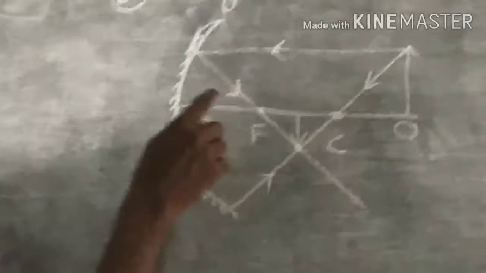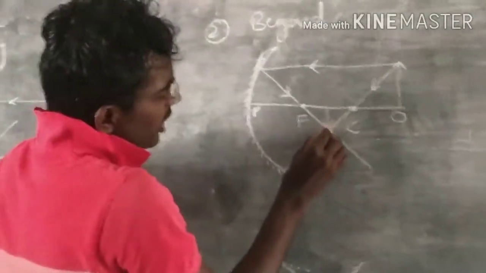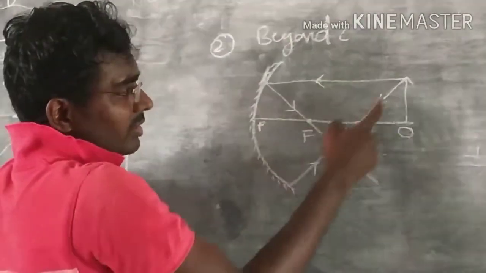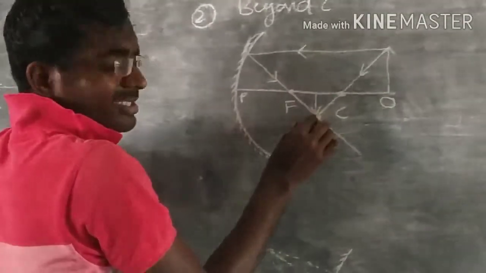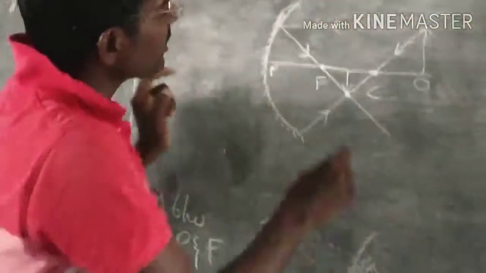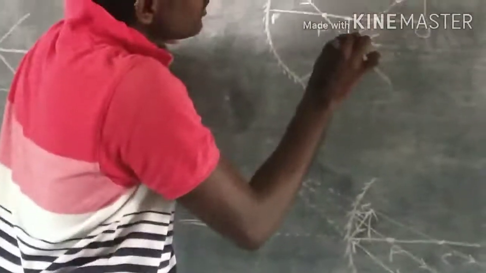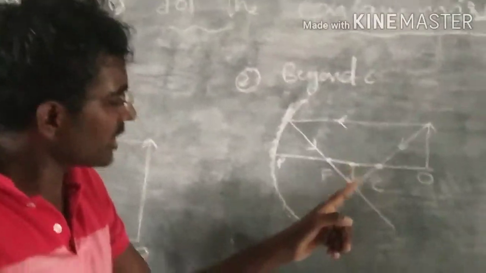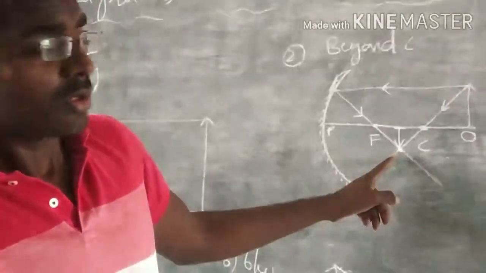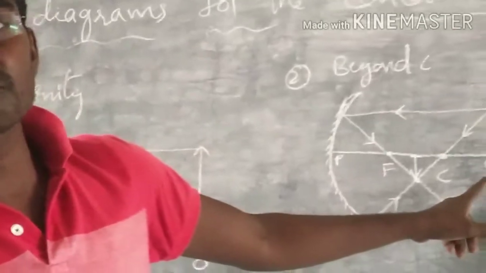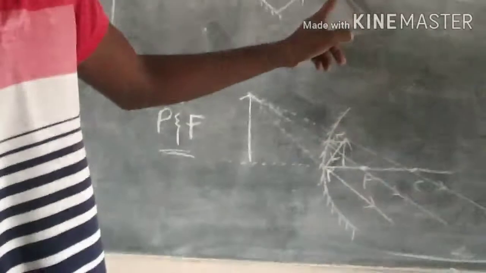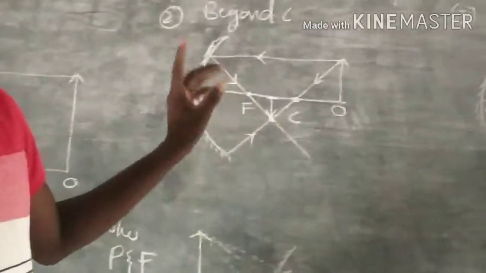So you see, these 2 rays are meeting at this point. The tip of the object is formed here, and the base of the object is formed here. So this is the image size and this is the position of the image. If we keep the object beyond C, we will get the image in between F and C. Very easy to understand.